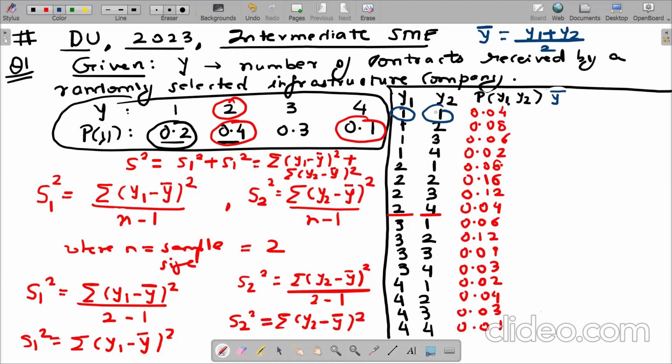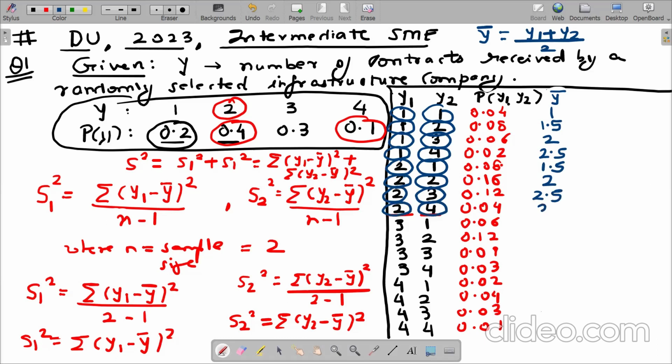So 1 plus 1 divided by 2 would mean 1. 1 plus 2 is 3 divided by 2, 1.5. 1 plus 3, 4 divided by 2, 2. 1 plus 4, 5 divided by 2, 2.5. 2 plus 1, 3 divided by 2, 1.5. 2 plus 2, 4 divided by 2, 2. 2 plus 3, 5 divided by 2, 2.5. 2 plus 4, 6 divided by 2, 3.